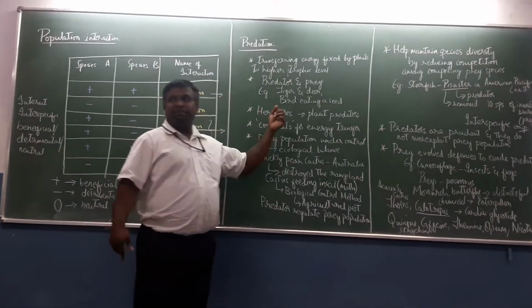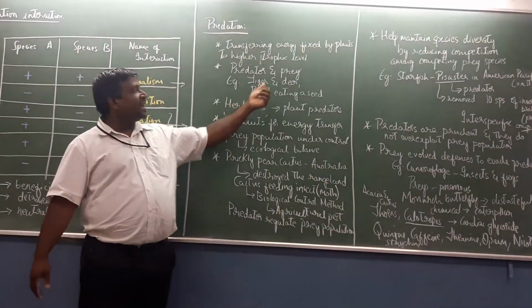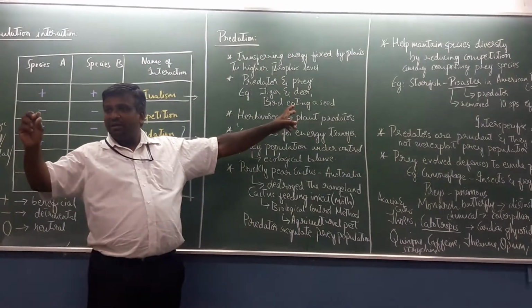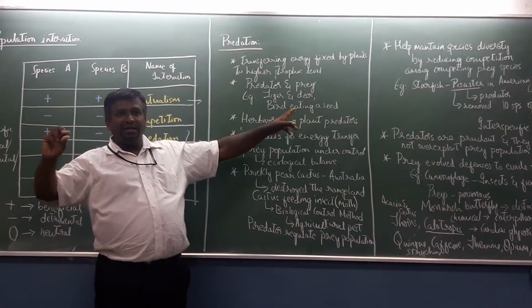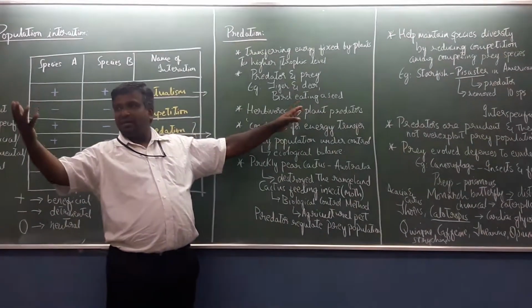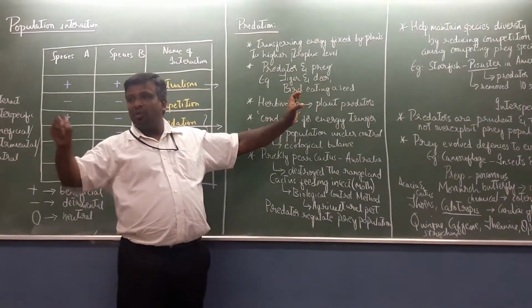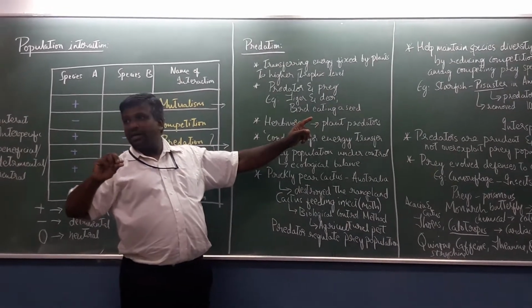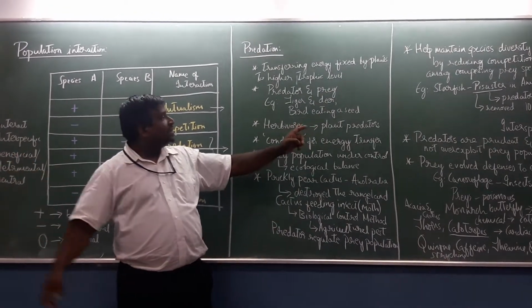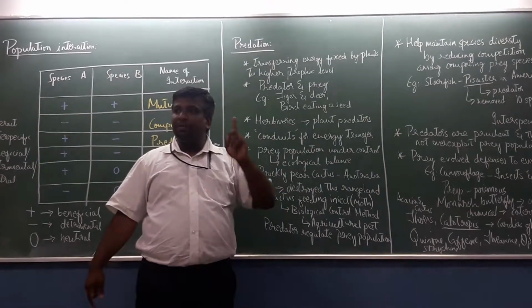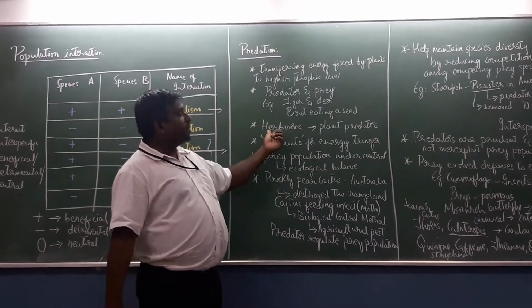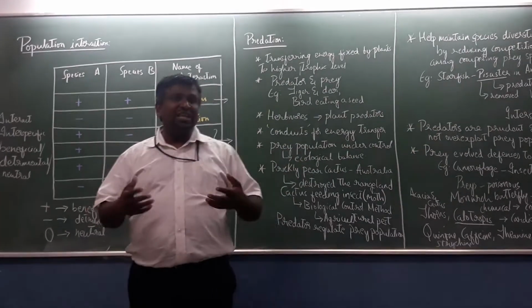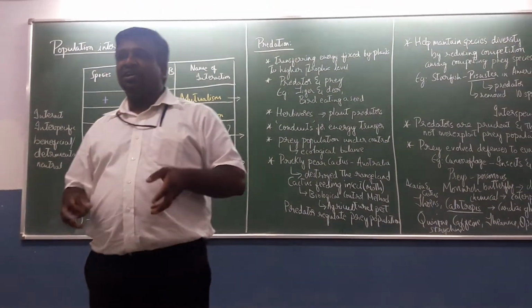Example for predator and prey is tiger and deer. A bird eating a seed. Seed is also a living organism, isn't it? It is going to form the future plant if it is sown in the soil. So they have a dormant embryo in the seed. It is similar to the egg of an animal. So a bird eating a seed is also predation. Now herbivores are called plant predators, which I have already discussed. Predation is a conduit of energy transfer.